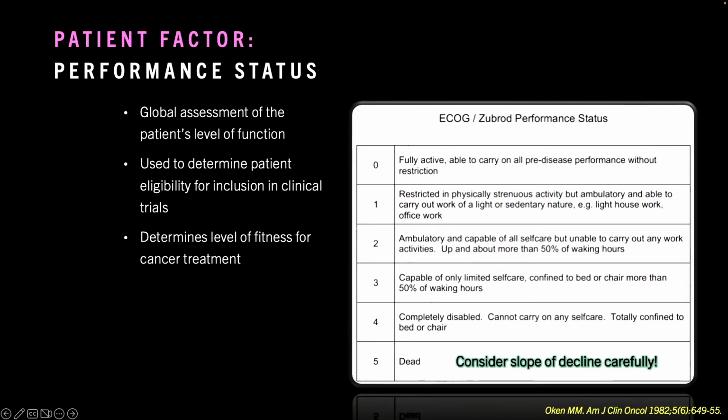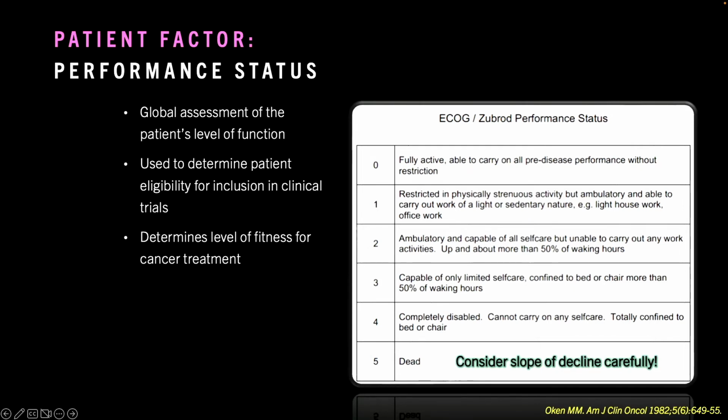And at the bottom, I have highlighted and bolded that it's really important what the slope is. So if I see you today and you're a 0, you're running a marathon and you're doing great, and I see you on the day of treatment, and you say, gosh, I just can't get out of bed, I'm so tired, that's a slope, that's a rapid decline. And I have to understand why that happened. Is it because you started a new medication and that's making you tired?